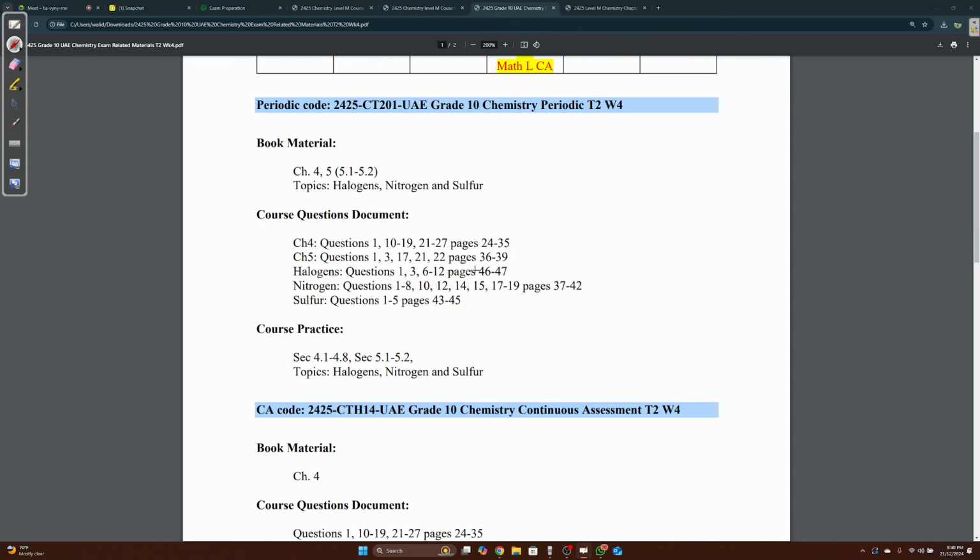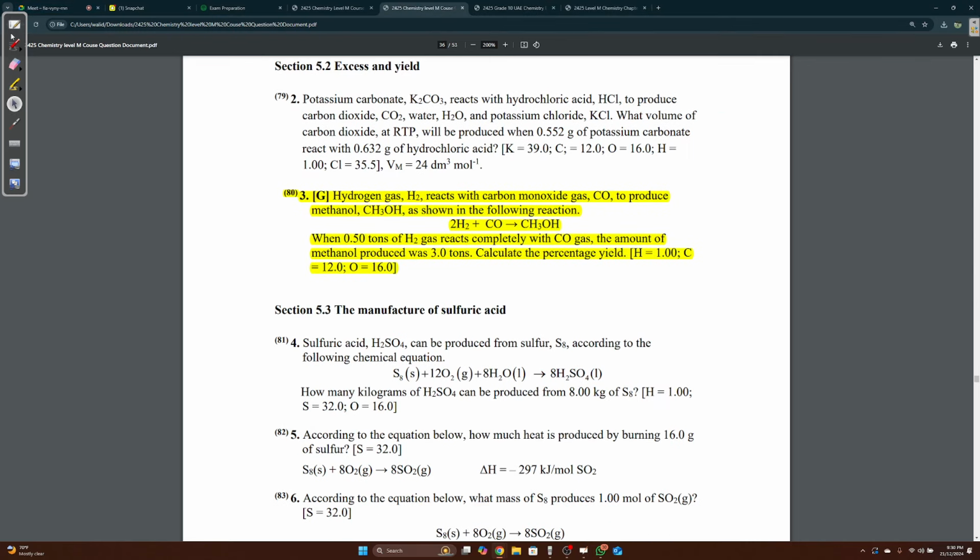Question 3. Now we want question 3, and they're pretty much the highlighted questions in the document. Hydrogen gas reacts with carbon monoxide to produce methanol as shown in the reaction. When 0.5 tons of hydrogen reacts completely with carbon monoxide, the amount of methanol was 3 tons. Calculate the percentage yield. Percentage yield has a formula. Percentage yield is equal to the experimental yield over the theoretical yield times 100, and a percent, of course.